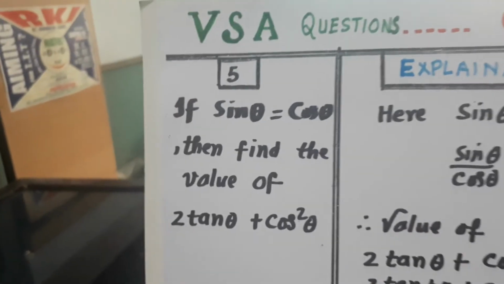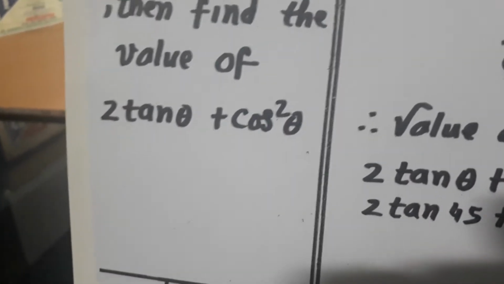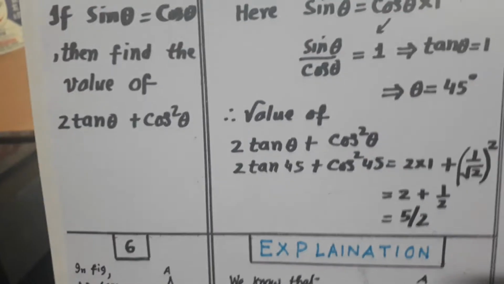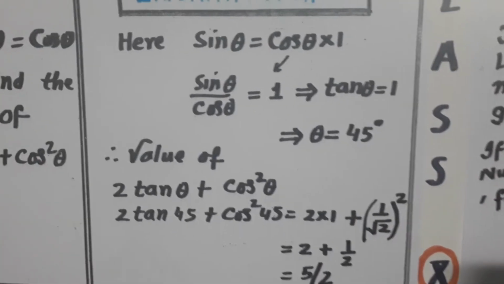Sin theta is equal to cos theta. Then find the value of 2 tan theta plus cos square theta. Look here. Sin theta is equal to cos theta.